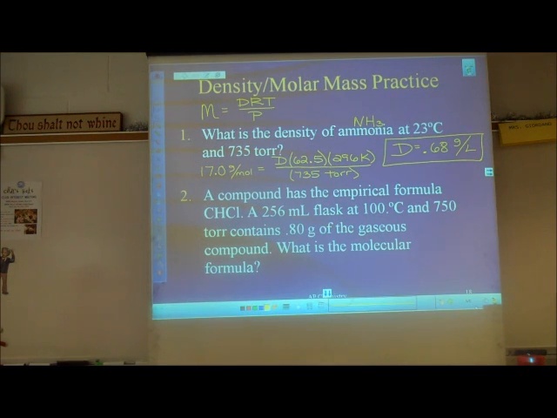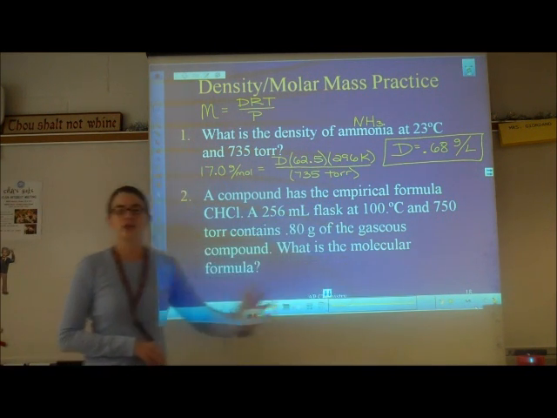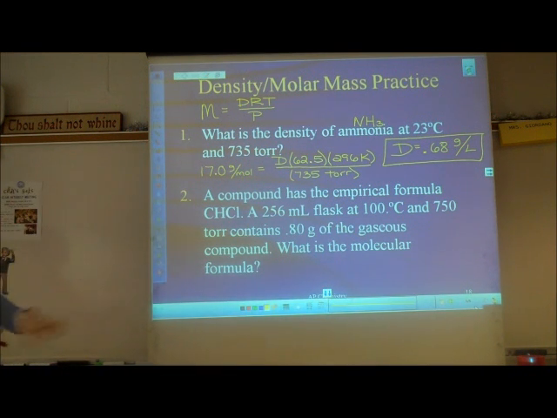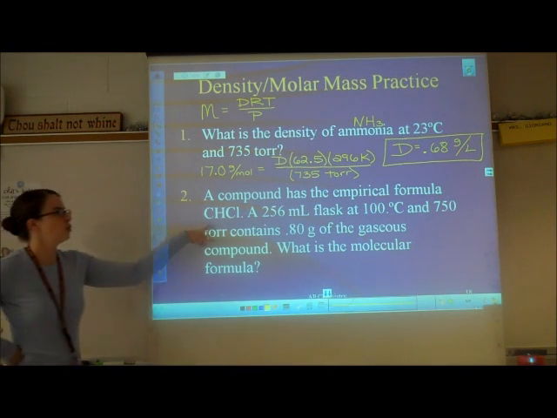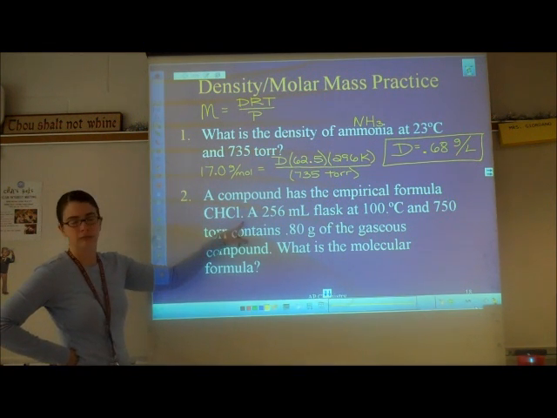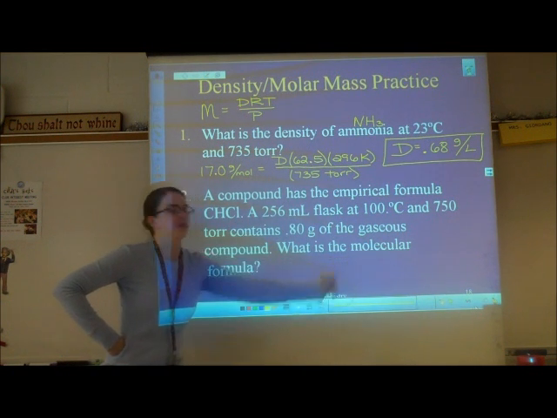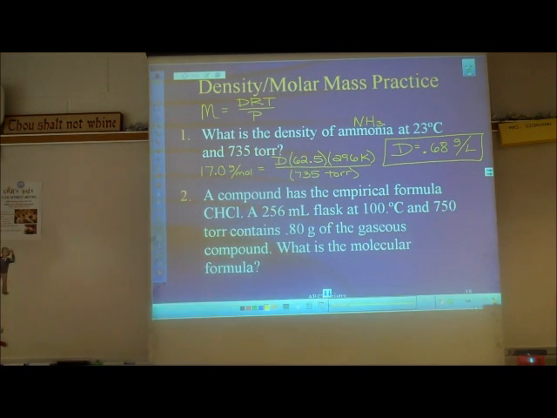Now, I want to say something about number 2. Do not get freaked out by seeing these words empirical and molecular. You're not going to have to work through all those steps, mass pull, none of that. Okay? I've given you the empirical formula right here. You are being asked to find the molecular. Folks, what do you need to get from an empirical to a molecular formula? Molar mass. So that's what you're solving for here. The molar mass.